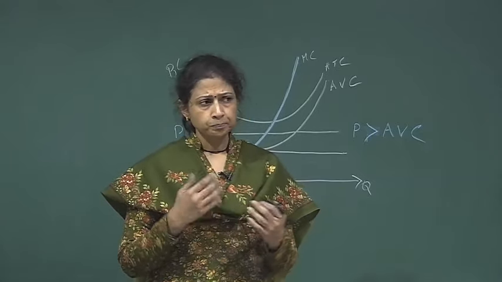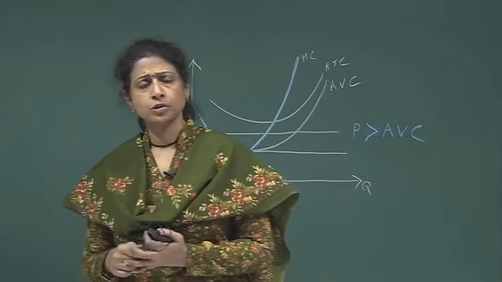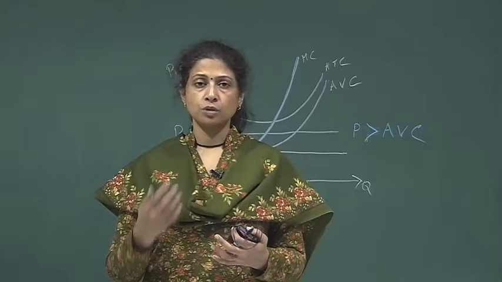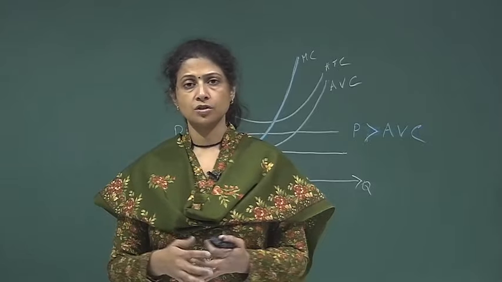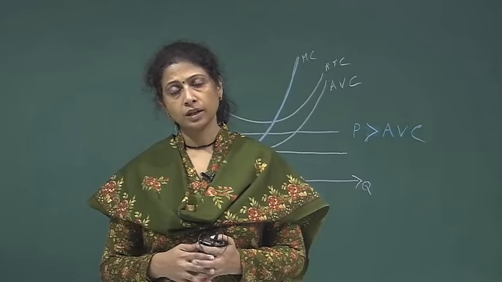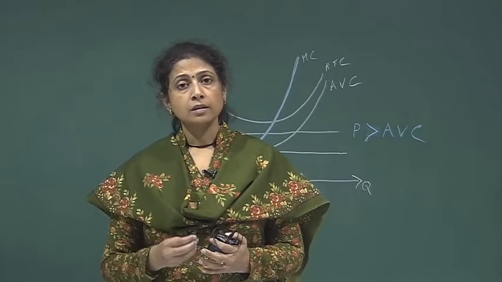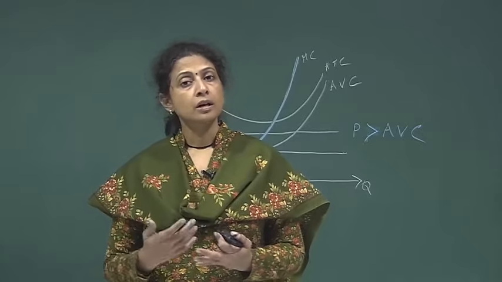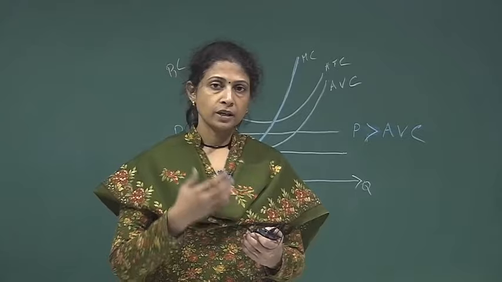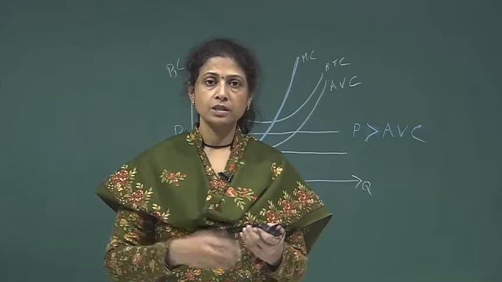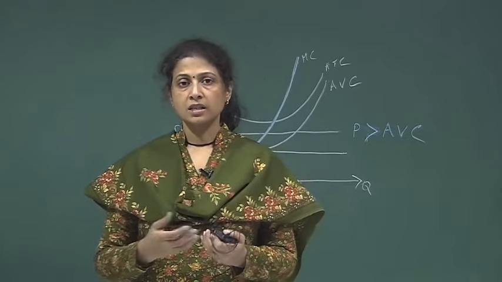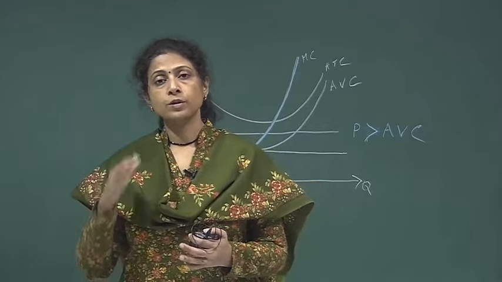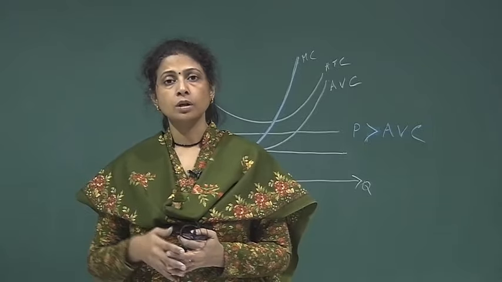Similarly, another example is the pharmaceutical industry. They spend a lot of money on R&D to come up with new drugs, and a huge amount of money is spent on that. But whether the company is able to come up with new drugs or not is not guaranteed. So the amount of money that the company spends in R&D is basically a sunk cost for the company, and that should not influence any of its production decisions for the future.